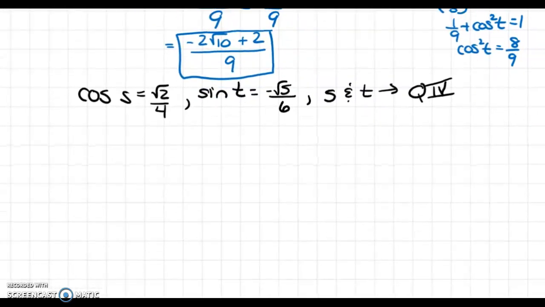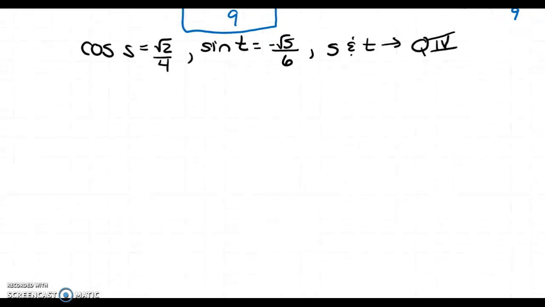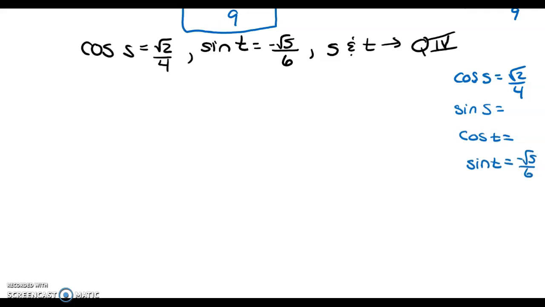All right, we have one more example, and that's all we have. Again, they gave us the cosine of s, which is radical 2 over 4. They did not give us the sine of s. They did not give us the cosine of t, but they did give us the sine of t, which is negative radical 5 over 6. Okay, and they told us that both s and t are in quadrant 4, so the sine of s should be negative, but the cosine of t should be positive.